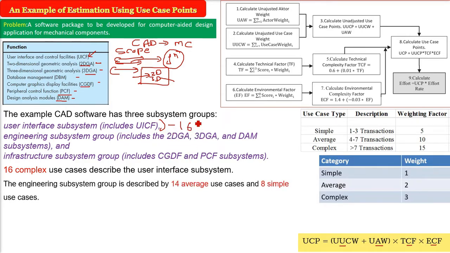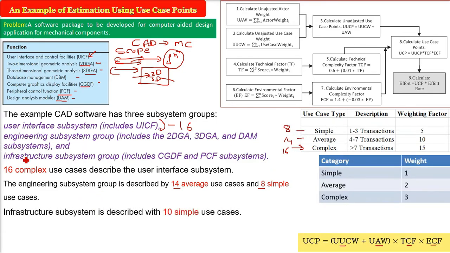These are 16 complex, okay? So the first one, I am talking about this box. So complex. The engineering subsystem group is described by 14 average use cases and 8 simple use cases. I am talking only about use cases here. So we have 14 average, 16 complex, and 8 simple use cases.